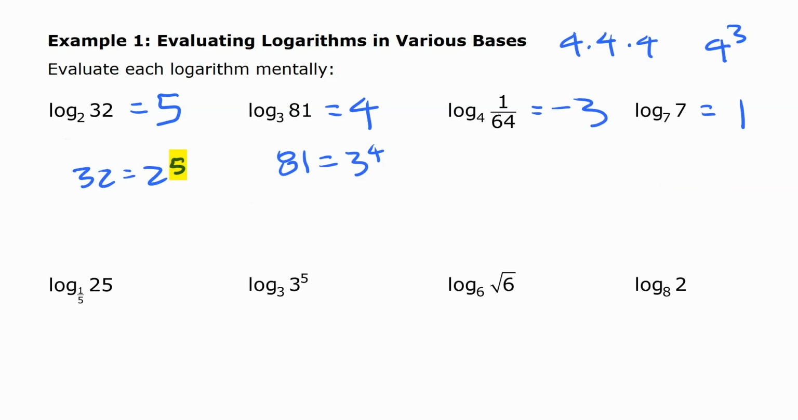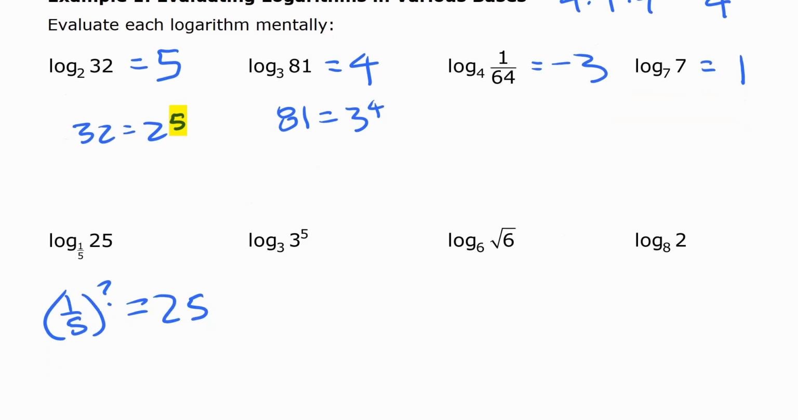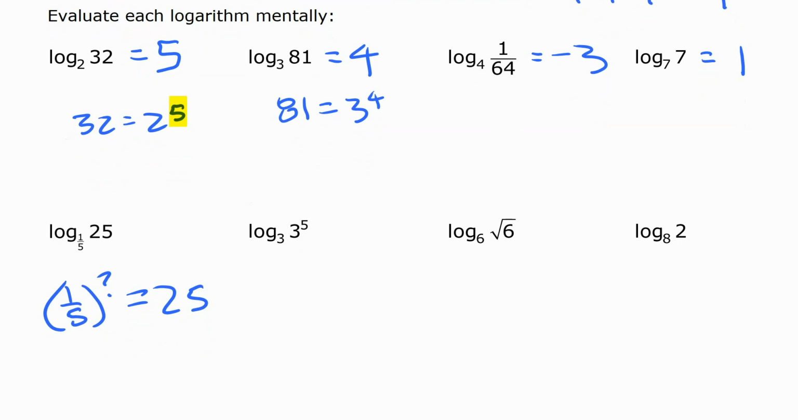The ones down below here, this one's a little bit trickier because the base is a fraction, but you're still thinking exactly the same thing. If you say log base 1/5 of 25, what you need to be thinking about is 1/5 to the power of what is going to give me this 25. Well, you probably know that 25 is 5 squared. So if this was log base 5 of 25, it would be 2, right? Because 5 squared is 25.